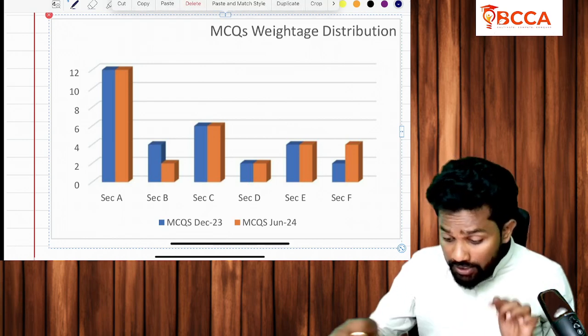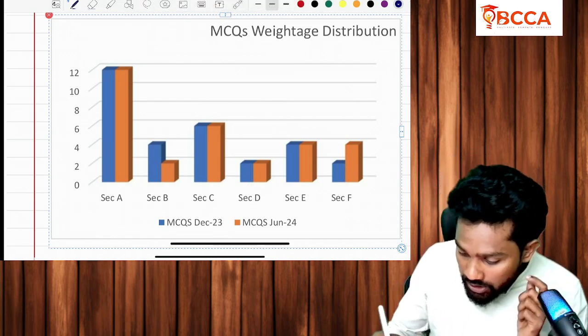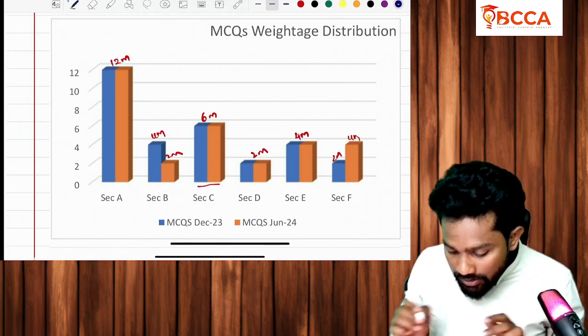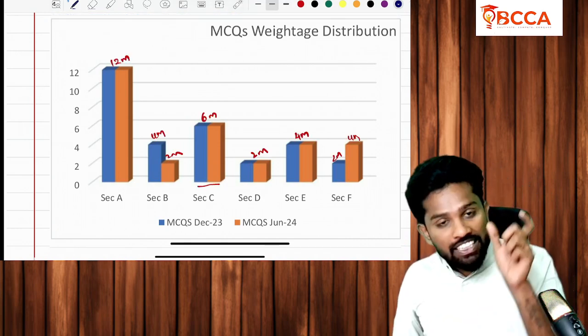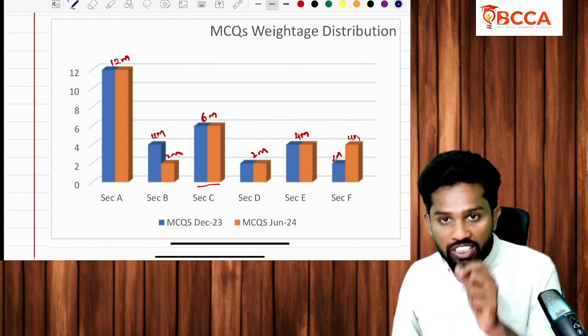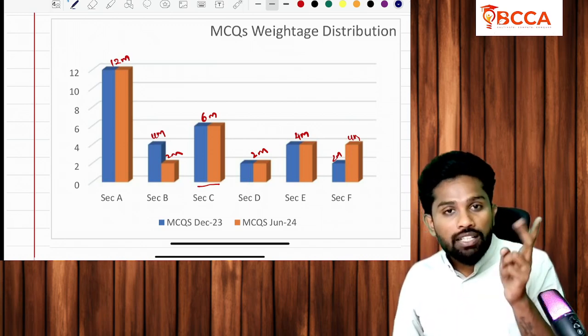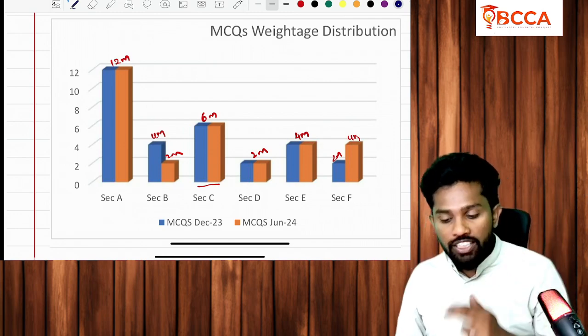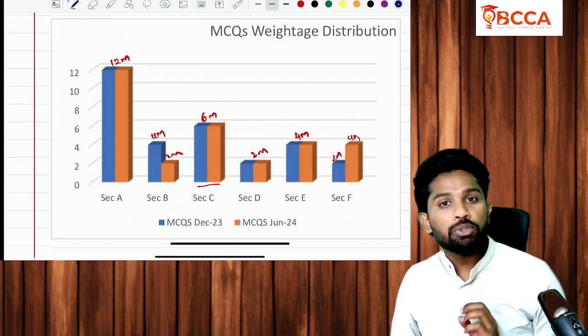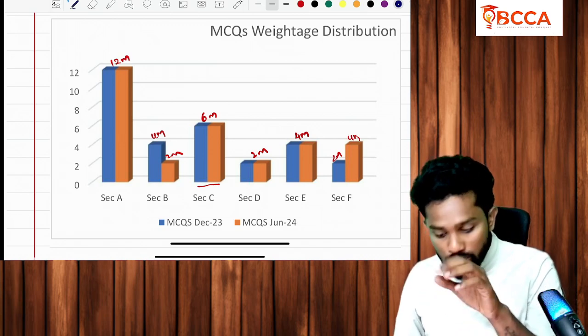You might wonder what the 4 and 2 marks mean. Understand here: December 2023 is in blue color and June 2024 is in orange color. So 4 marks in December, and only 2 marks in June. Section C, about amalgamation and business combination, 6 marks.